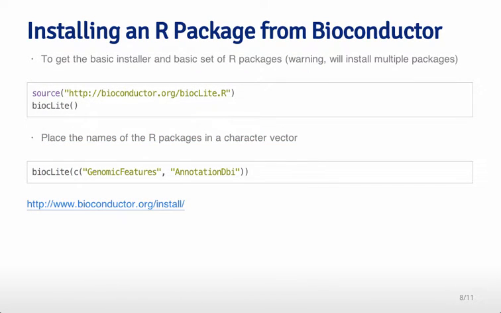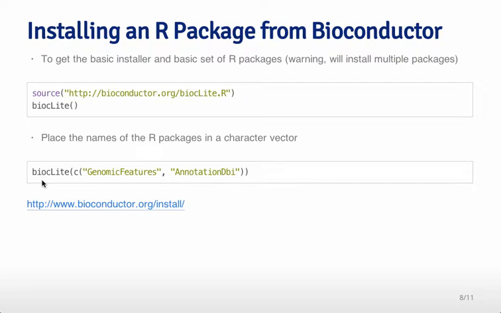Installing packages from Bioconductor is a little bit different. You don't use install.packages, but it's still quite straightforward. So what you do is you type this command, source, and then this website right here, and that will load the biocLite function. And so then first you just type biocLite by itself, and what that will do is install the basic version of Bioconductor. That's actually quite a few packages, so be prepared for a lot of packages to be installed the first time you run it.